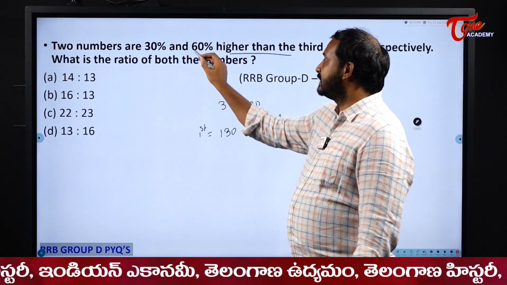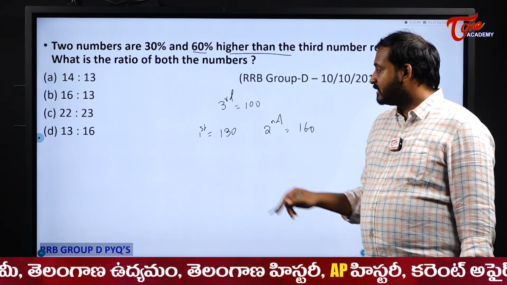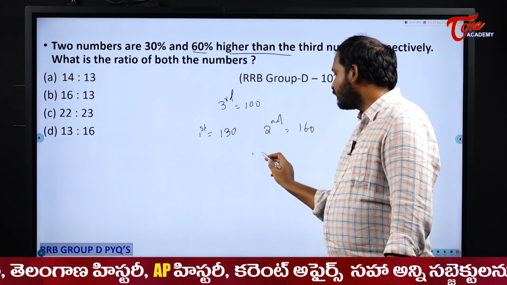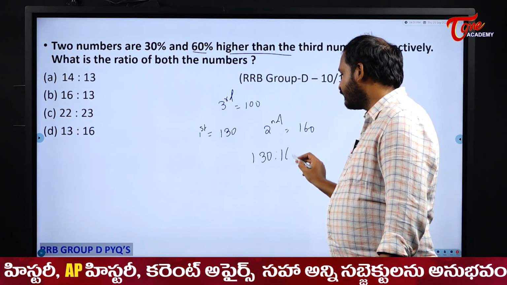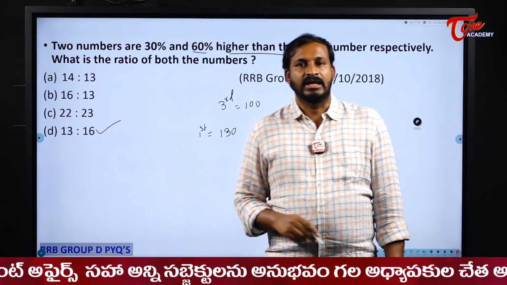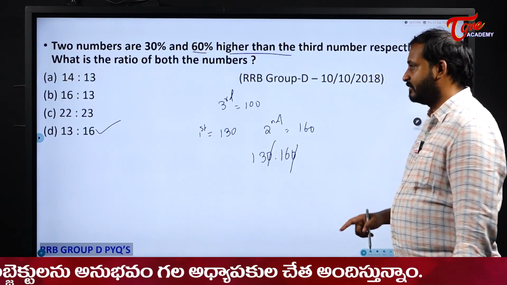It is 60% higher than my third number, so it will become 160. Right? So now they are asking us what is the ratio between both the numbers. That means 130 is to 160 for us here. The 0s get cancelled. So it becomes 13 is to 16. The ratio becomes 13:16. 13:16 will be the ratio between them.